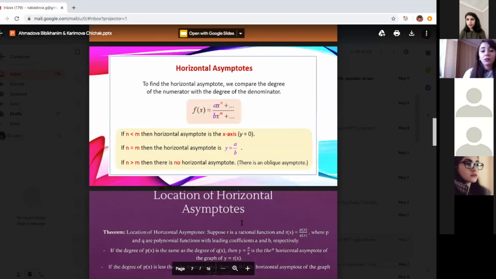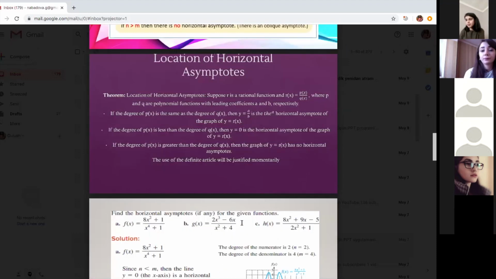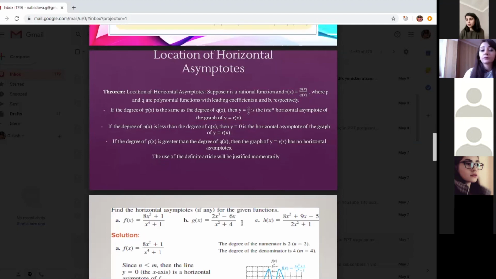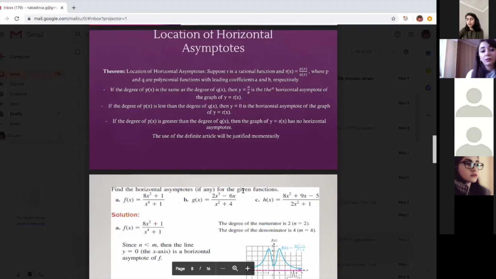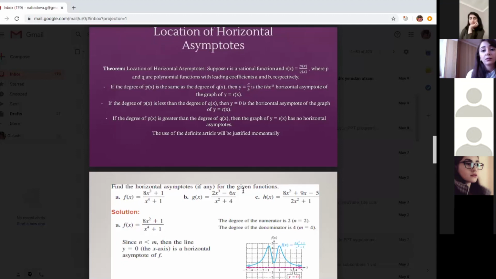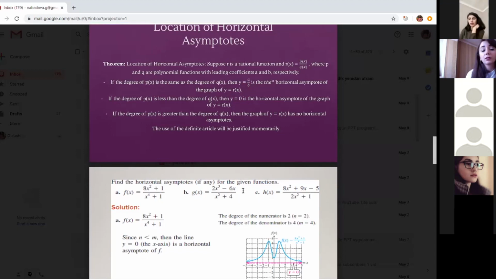Next page. Location of horizontal asymptotes. Theorem: location of horizontal asymptote. Suppose R is a rational function, R(x) equal to P(x) over Q(x). If the degree of P(x) is the same as the degree of Q(x), then y equal to a over b is the horizontal asymptote of the graph of y equal to R(x). Yes? Yes.